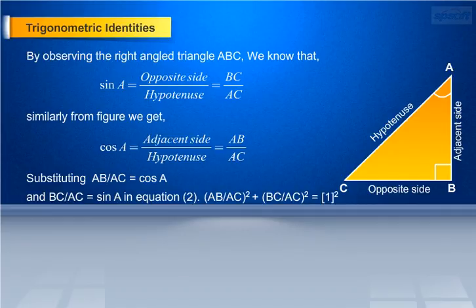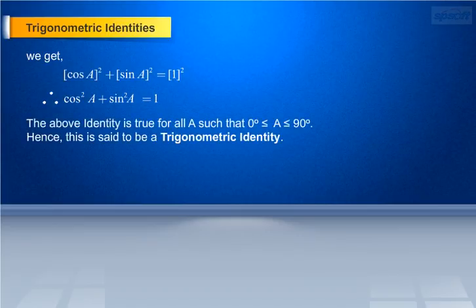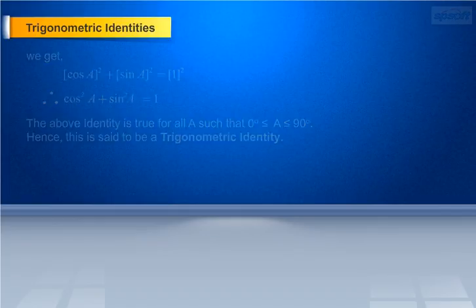Substituting AB by AC equals cos A, and BC by AC equals sin A in equation 2, that is, AB by AC square plus BC by AC square equals 1 square, we get cos A square plus sin A square equals 1 square. Therefore cos square A plus sin square A equals 1. The above identity is true for all A, such that A lies between 0 degrees to 90 degrees. Hence this is said to be a trigonometric identity.